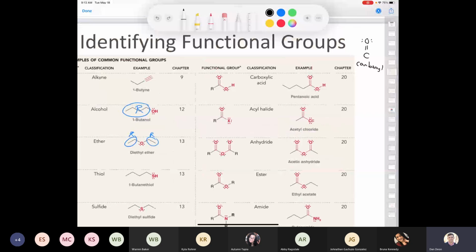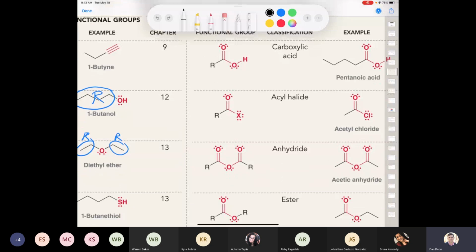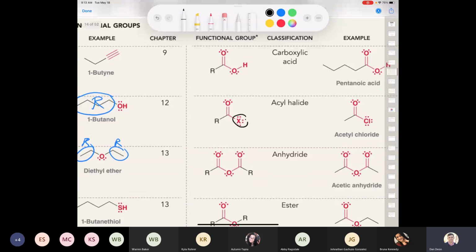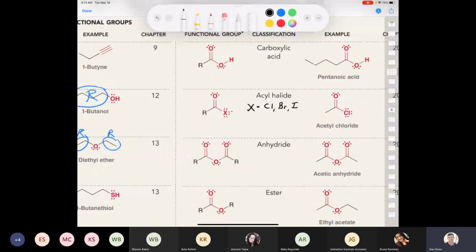So when you have a carbonyl and then you have an oxygen and a hydrogen bound next to that, that's called a carboxylic acid. It is not a strong acid like nitric acid or sulfuric acid. It is a weak acid, but it is an acid nonetheless. If you have a carbonyl and then you have a halogen attached directly to it, so this is where X could be chlorine or bromine or iodine, generally not acyl fluorides, we don't really look at those, but that would be considered an acyl halide.